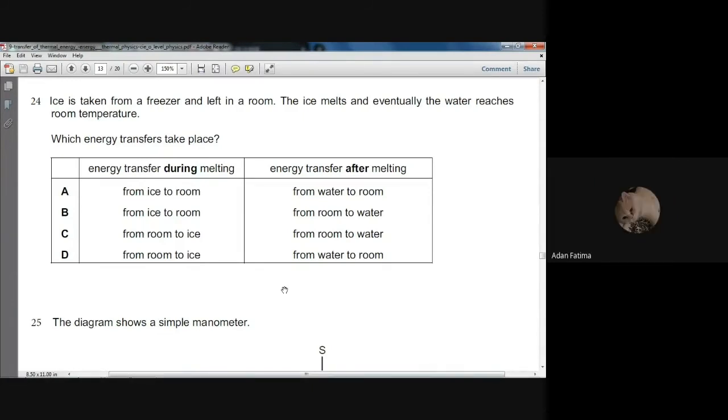So what's the option? C. In both cases, the heat is transferred from the room to the object. C is the right option. Okay, do you understand this thing? Yes, sir.